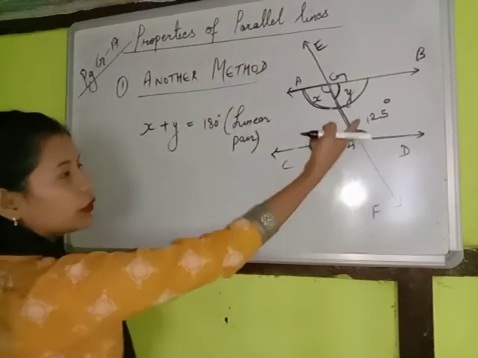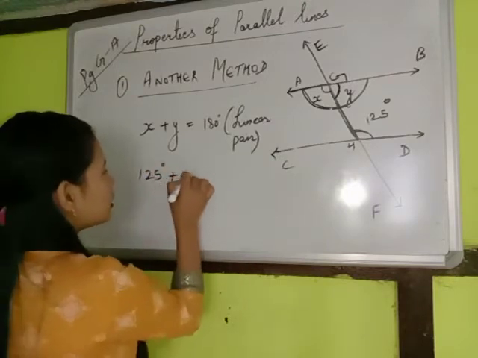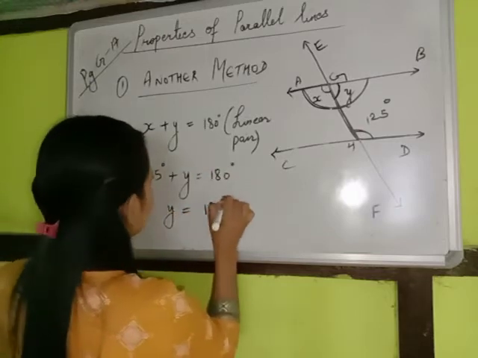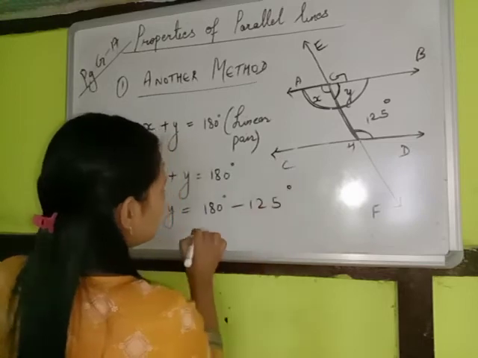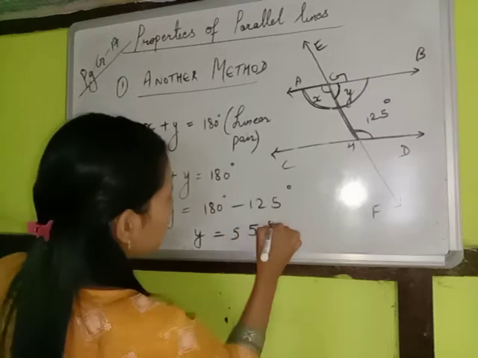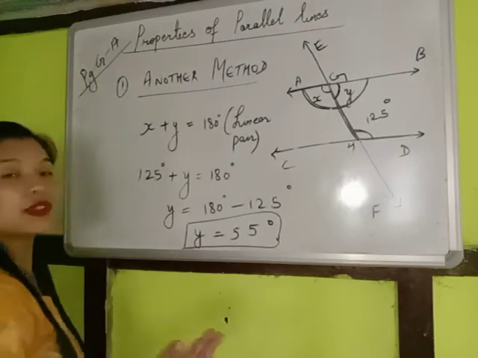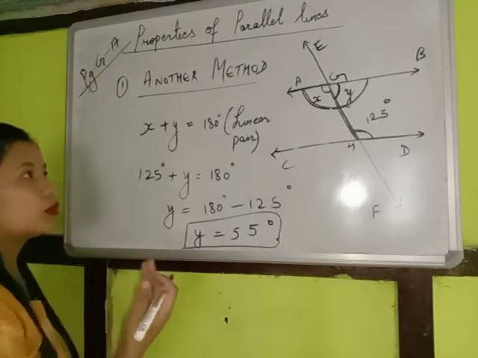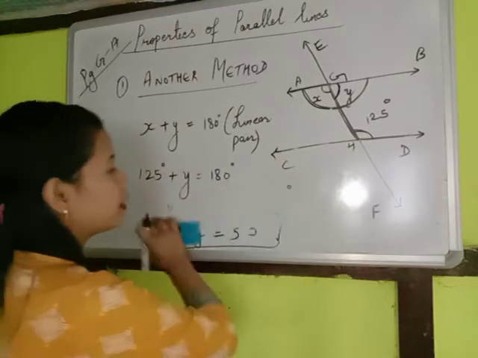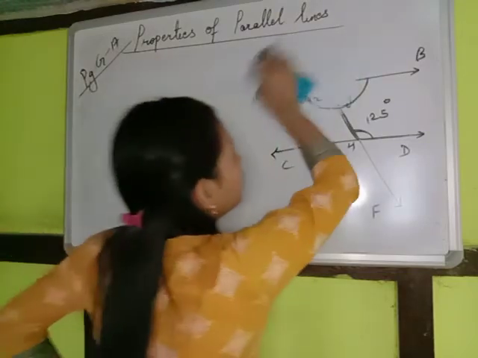The value of x we have already found, it's 125 degrees because it's an alternate angle, plus y equals 180 degrees. So y equals 180 minus 125, which is 55 degrees. So we have found the value of y again. By any method you can get the answer. You can do it by this method or by the previous method, anything is fine. Now let me take another question.